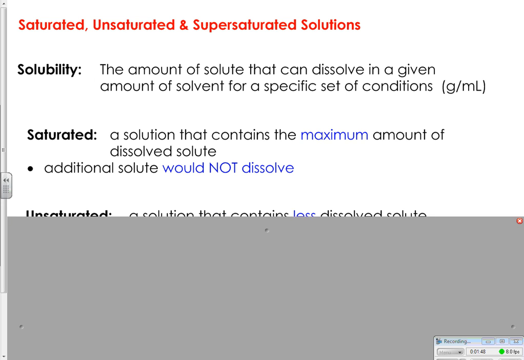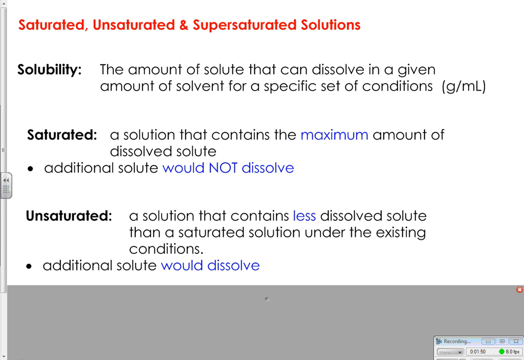Now, an unsaturated solution should be fairly easy to figure out then. An unsaturated solution is a solution that contains less dissolved solute than the saturated solution under the existing conditions. So if we use that example of a solubility being, say, 35 grams per 100 milliliters, I made up that number, and it contains less dissolved solute than that 35, then it's unsaturated. And so if we were to add more solute, it should dissolve.